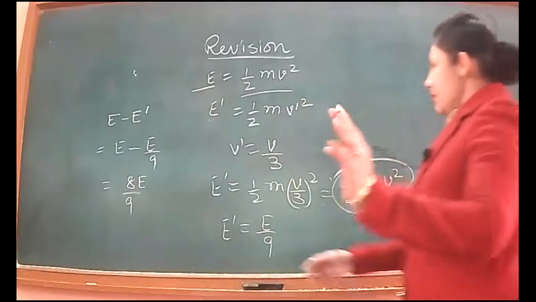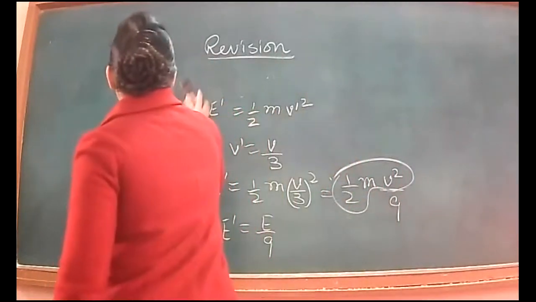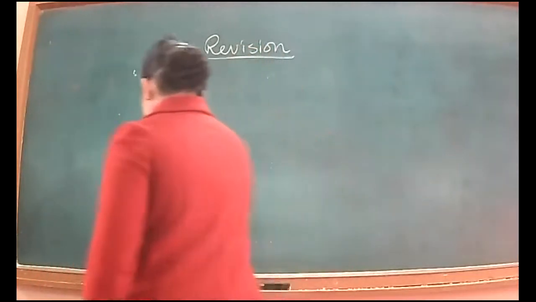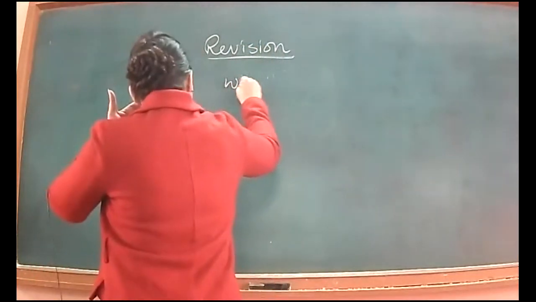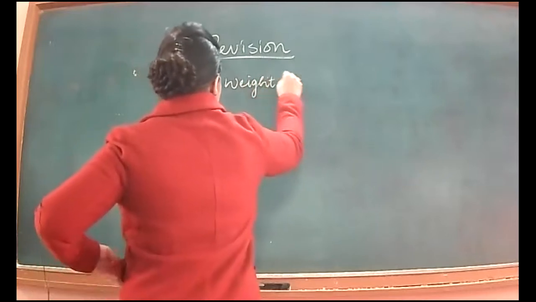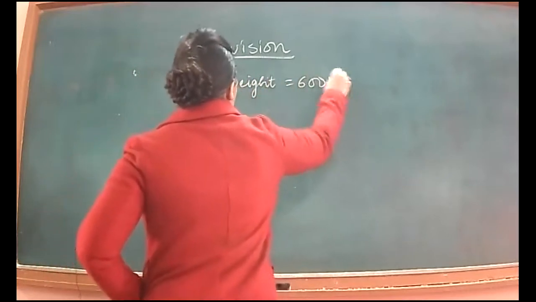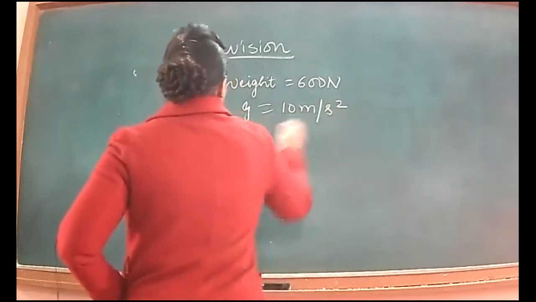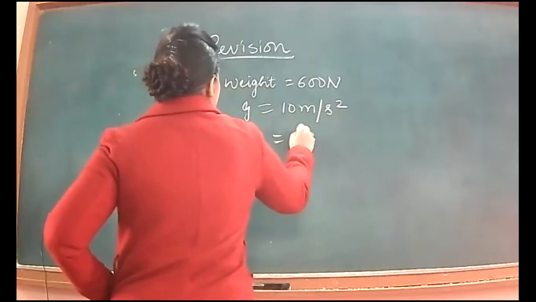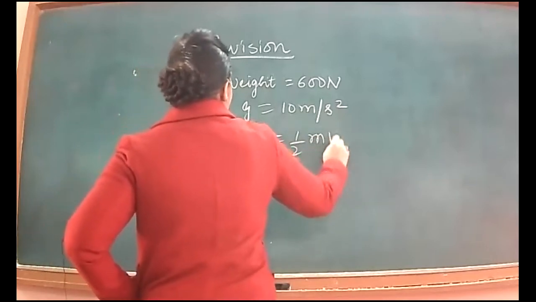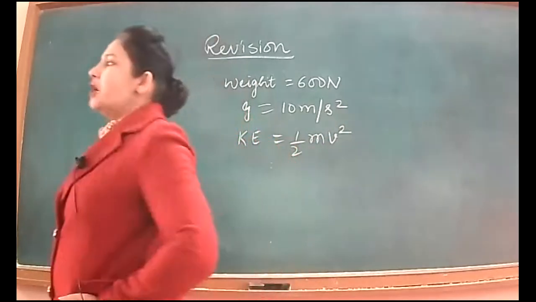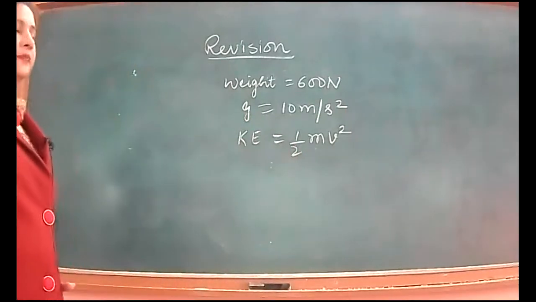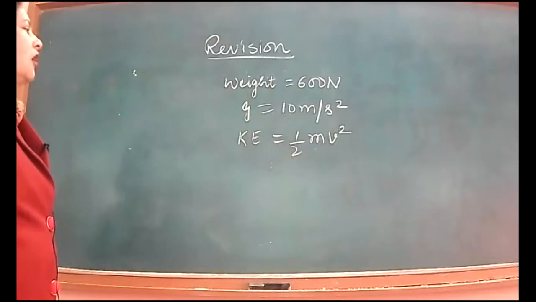Solve, hurry up, I'm waiting for your answer. All of you solve. So what is given? Weight of man 600 newton, g is 10 meter per second square. Kinetic energy is, we know, half mv square. So we are to find how fast, means what are we to find? You see that. So how will you do this?